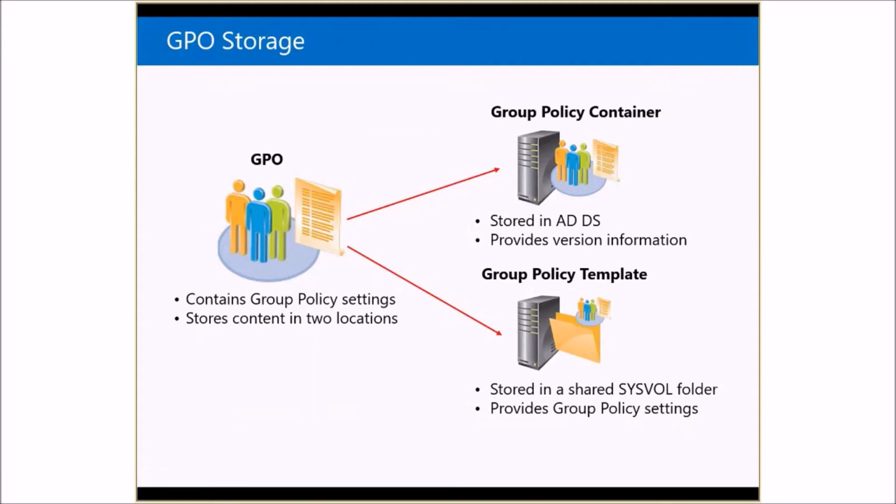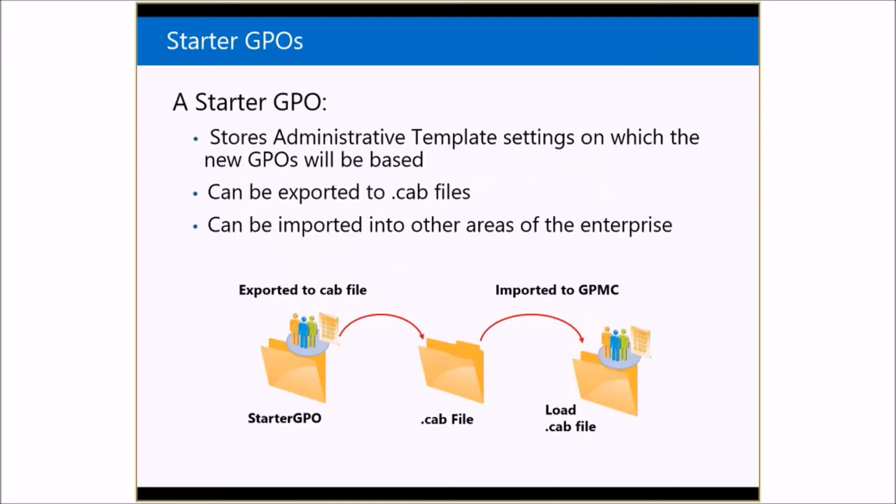So where is the group policy object stored? The group policy object contains the policy settings, and it stores content in two locations. It stores in a group policy container, which is stored on the Active Directory domain services and provides version information. But there's also a group policy template, which is stored in a sysvol or system volume and provides the group policy settings. So basically, all those things that we just used didn't just invent themselves, they were stored somewhere. And when we create a new one, they are loaded and created from that.